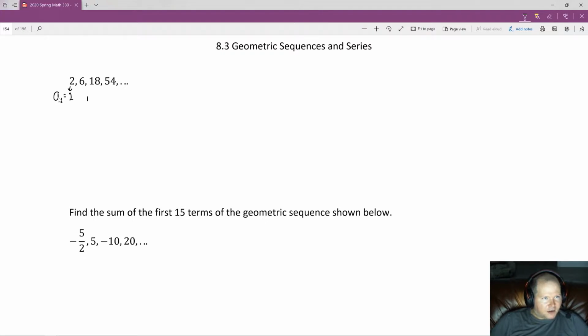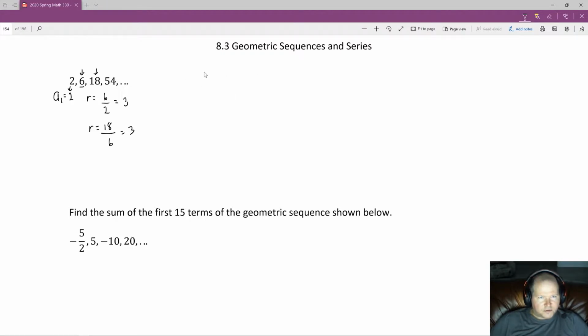And to find the R value, we would take the second term right here, 6, and divide it by the first term, which is 2. 6 divided by 2 is 3. You could also double check that by saying 18 divided by the previous term, 6. That would still give you a 3. So that is confirmed that R is in fact equal to 3.